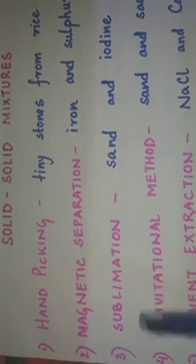Now here, if I have to separate two solids by the sublimation method, what I mean is that one of the solids should have the property of sublimation. That is, it should be able to directly sublime from the solid state to the gaseous state. The example that I have taken here is sand and iodine. Now which one is the sublimable here? Iodine is a sublimable substance here.